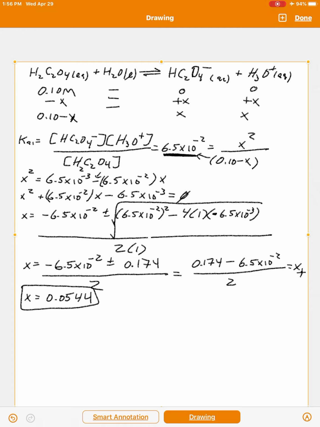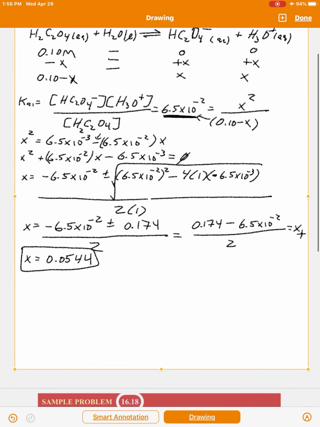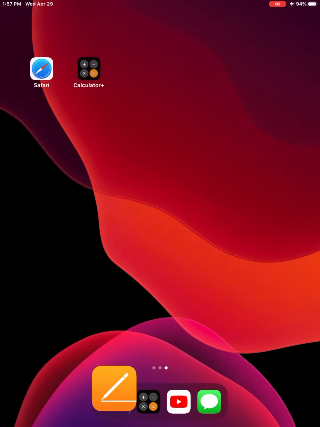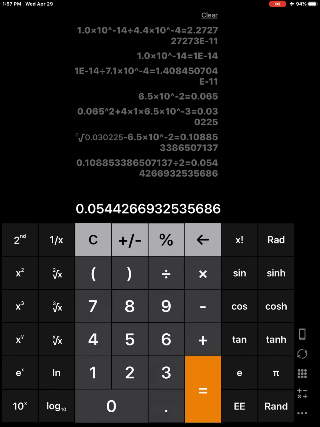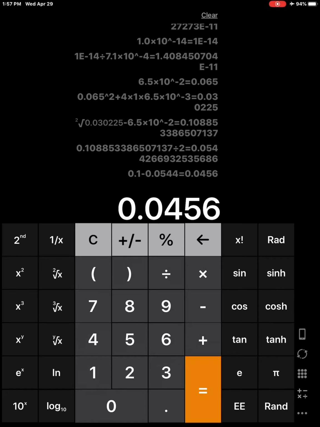So now, here's the significance of that. The concentration of H2C2O4 is 0.1 minus that. Okay? So 0.1 minus 0.0544 is 0.0456.